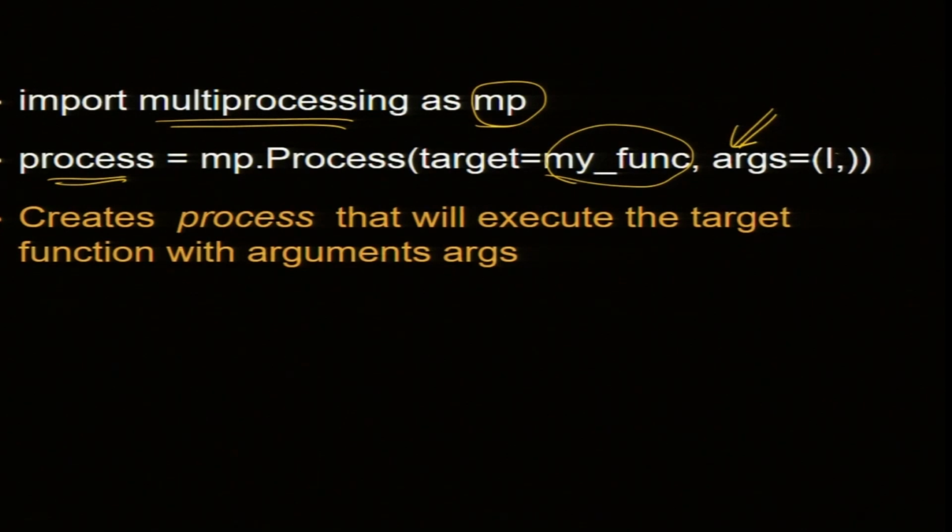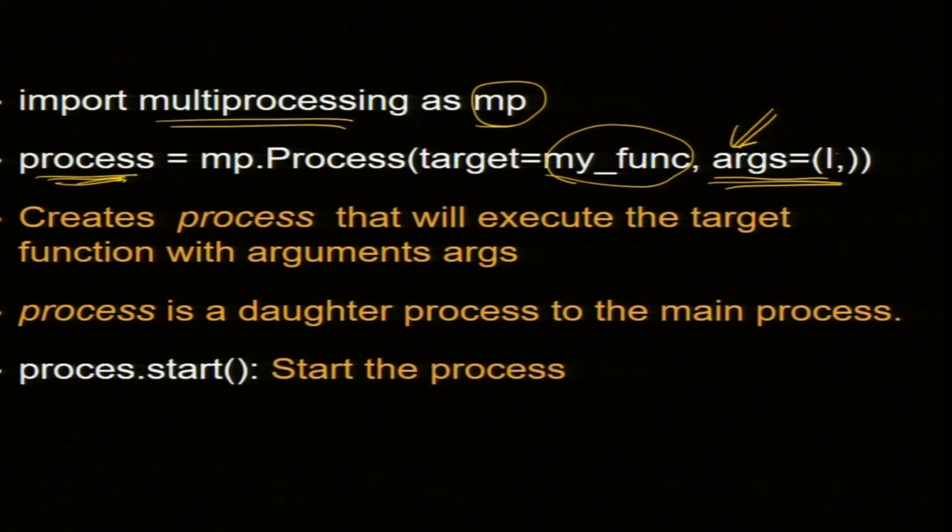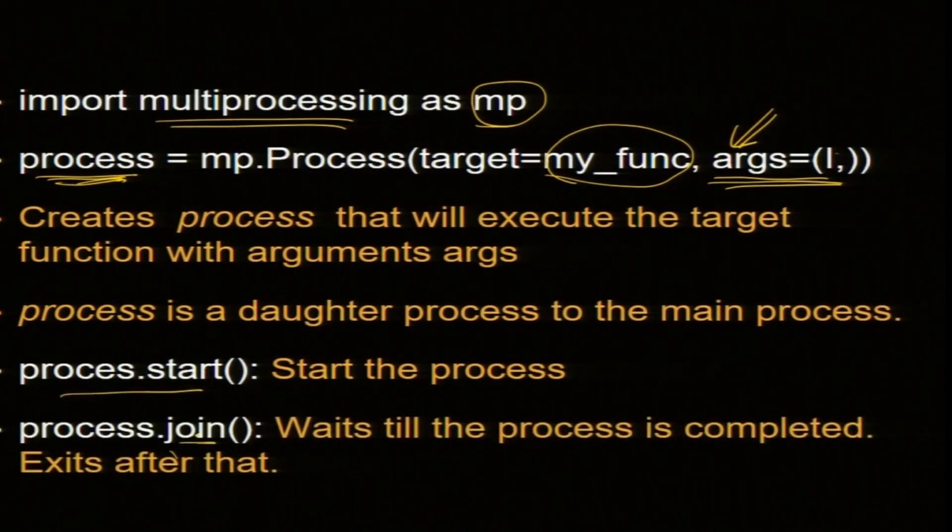So, create a process that executes the target function with the arguments args. This is a common thing, and even in C++ you see this kind of structure, args equal to arguments inside. A process is a daughter process of the main process, so the main program has this process within it. We start the process by saying process start and end it with process join. There can be several processes or a single process, you start it and you end it by join.